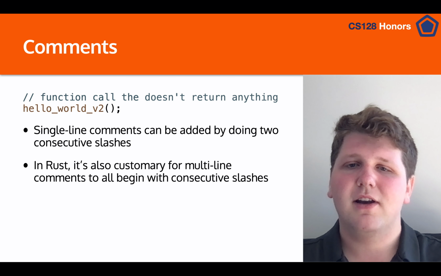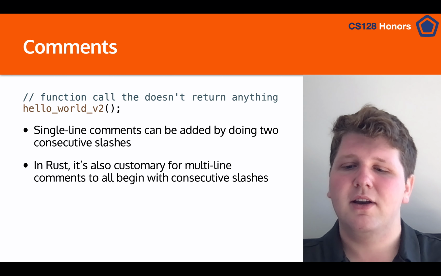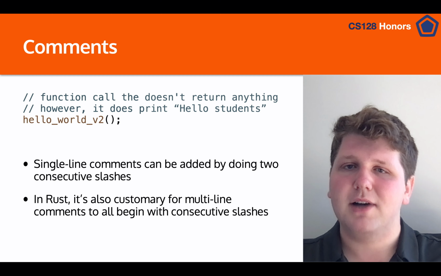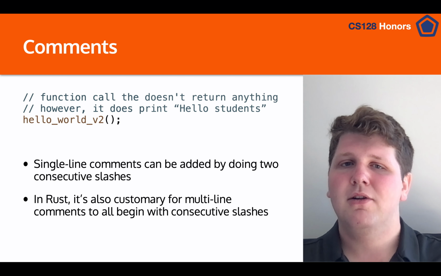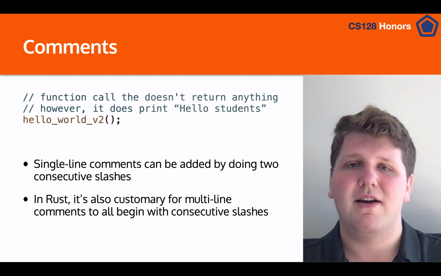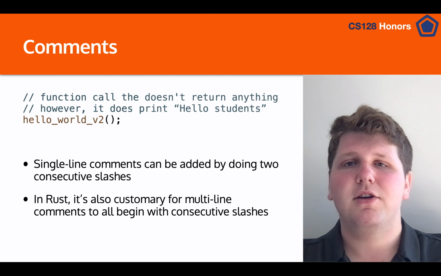So let's talk about comments. In Rust, comments are done by putting two consecutive slashes right next to each other, just like in Java and C++. One thing to note though is that in Rust, comments on multiple lines are always going to be preceded by two slashes. You can't do something like /* to do a multi-line comment in Rust. That's just not how Rust is built. It would rather you just have two slashes for every line. So just keep that in mind whenever you're writing comments, that if you want to do multiple lines, you need to use slashes.